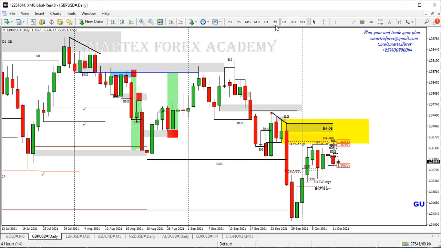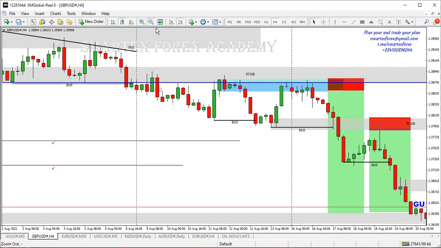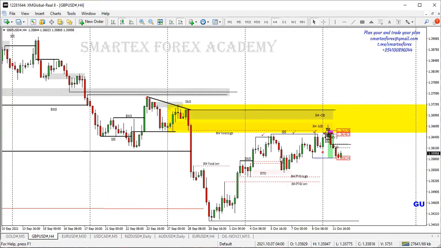Therefore, when moving to the 4-hour time frame, we see what we have here. In the 4-hour time frame, you can see the void has been filled. Relative equal highs were taken out yesterday, and we have a fair value gap here on the 4-hour time frame. So this is our target.